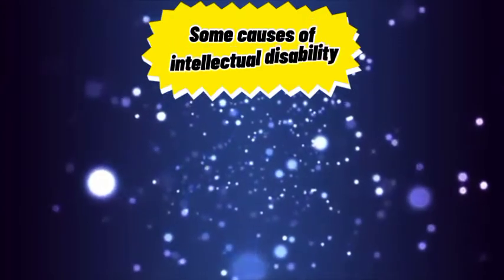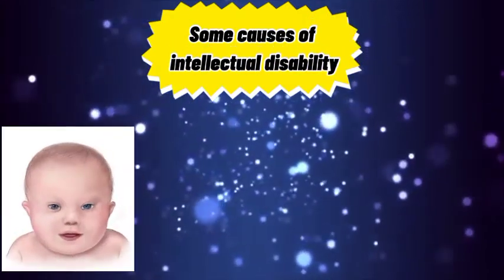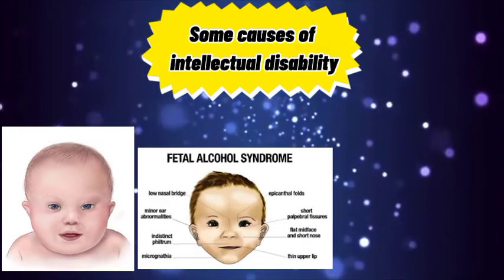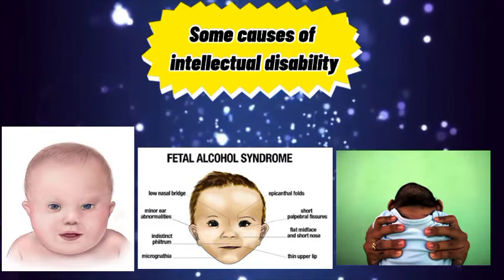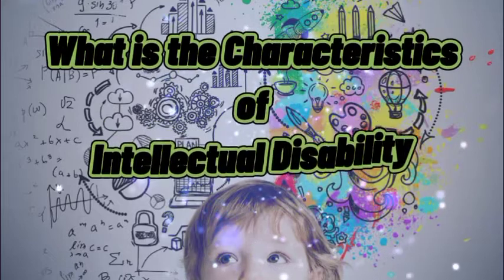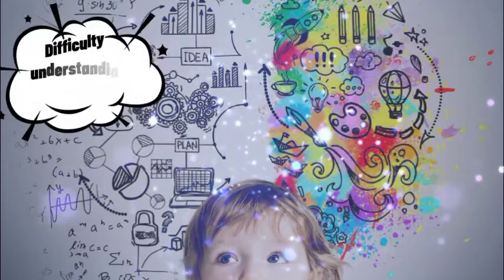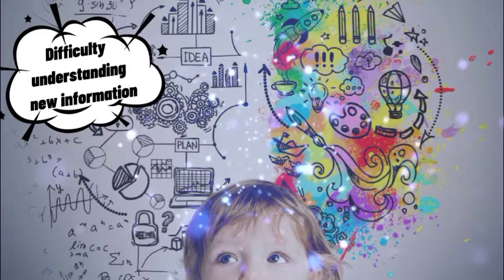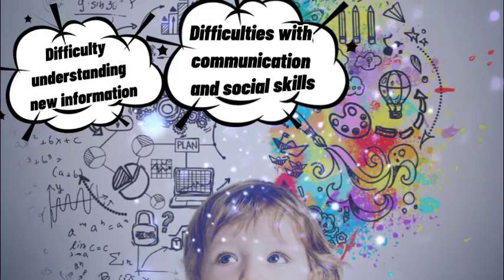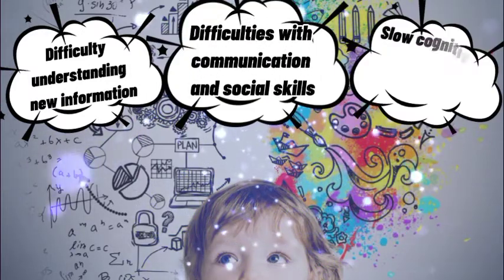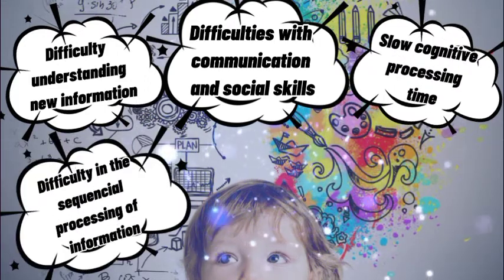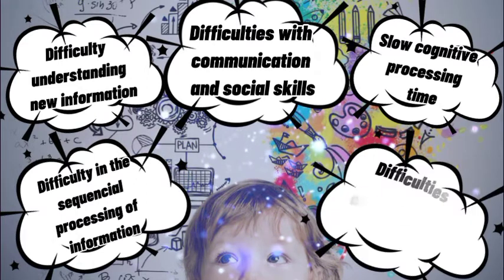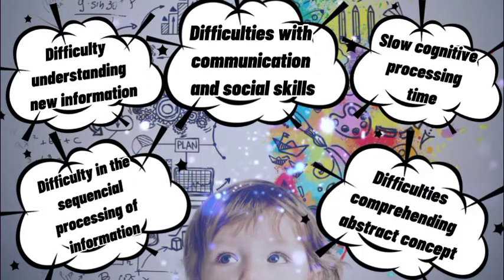Some causes of intellectual disabilities are Down syndrome, fetal alcohol syndrome, birth defects, and infections that can happen before the birth of a child. What are the characteristics of intellectual disabilities? First, difficulty understanding new information, difficulties with communication and social skills, slow cognitive processing time, difficulty in the sequential processing of information, and lastly, difficulties comprehending abstract concepts.